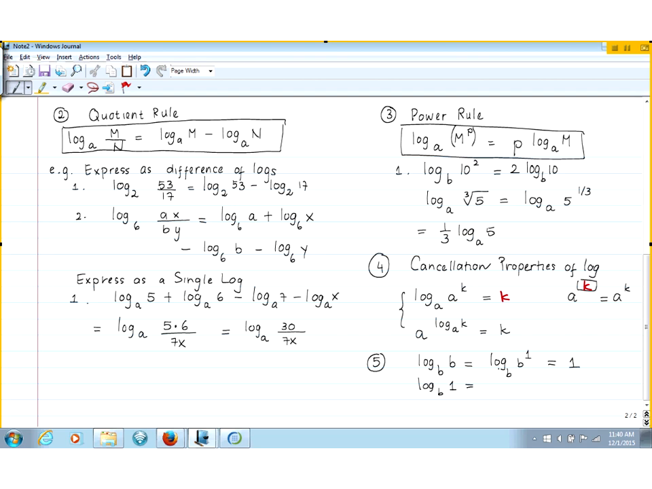What is log base B of 1? This is log base B of B to the 0. So this is equal to 0. This is how you get 1. 1 is B to the 0, right? Yes. So you're canceling the logs. You're left with 0. Here you're canceling the logs. You're left with 1. Yeah. Okay.